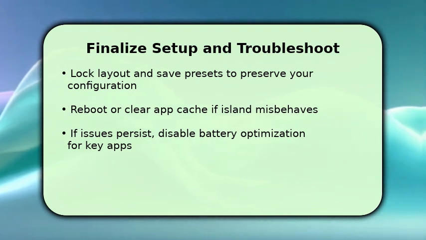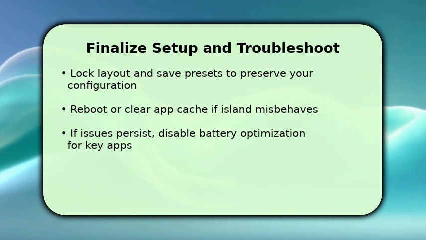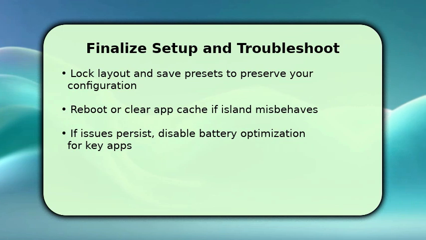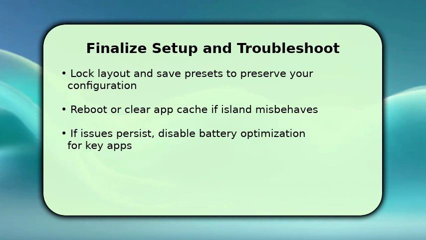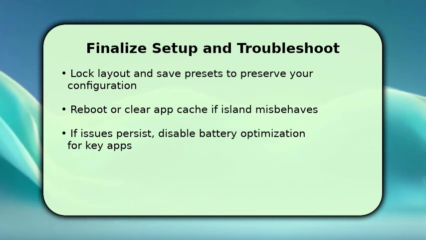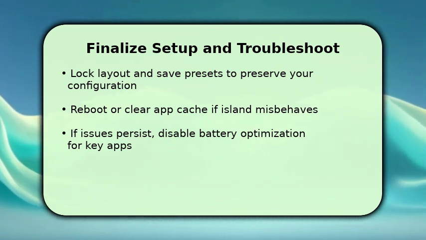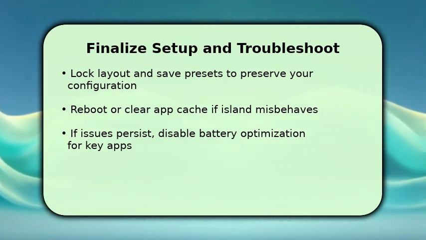Make a habit of clearing an app's cache or rebooting if the island stops showing expected alerts. This resolves most transient bugs. If the island still fails for specific apps, open battery settings and exclude those apps from optimization so the system won't kill background processes that feed alerts. One troubleshooting tip: double-check notification permissions and overlays for the affected app before deeper resets.